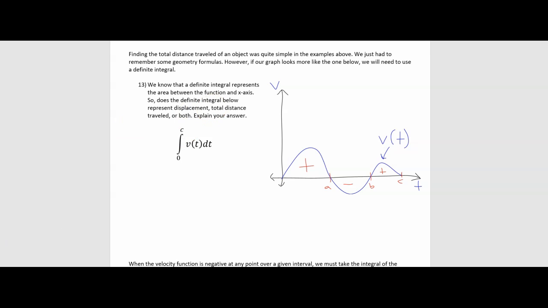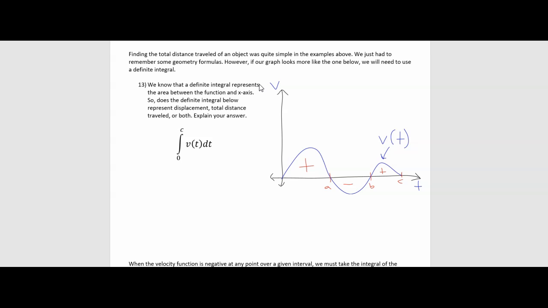Well, this would represent displacement. And if the answer was positive, it would also represent net distance. If it was negative 12, it would only represent the displacement. If it was like positive 15, it would represent both displacement and the net distance.